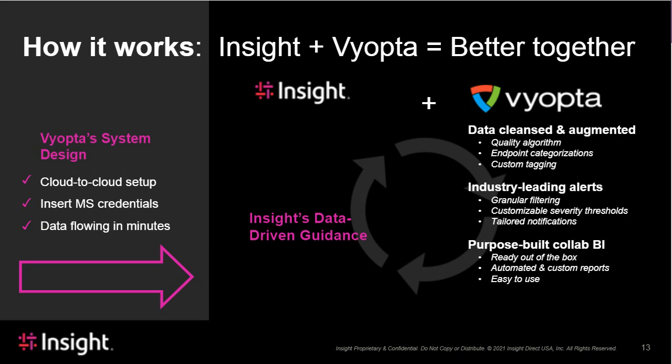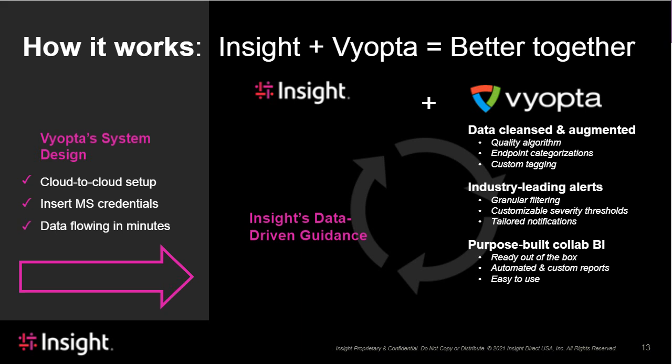So we cleanse this data and augment it. We add in our algorithm that, again, videos up and to the right, your Microsoft tools will not give you video quality. We add that into the mix. We categorize your different endpoints to look at software versus hardware versus Surface Hubs and Microsoft Teams Rooms, and we allow you to tag in the custom capacity there.